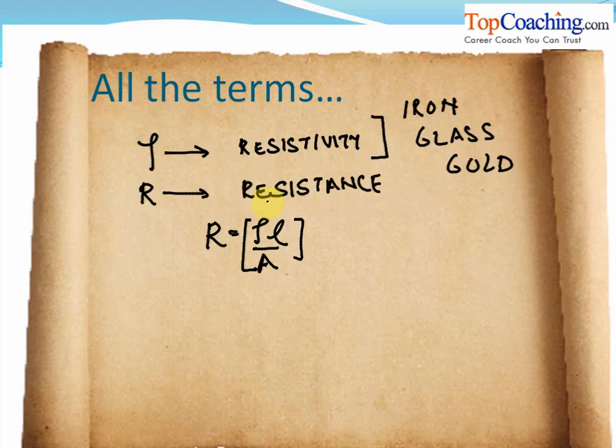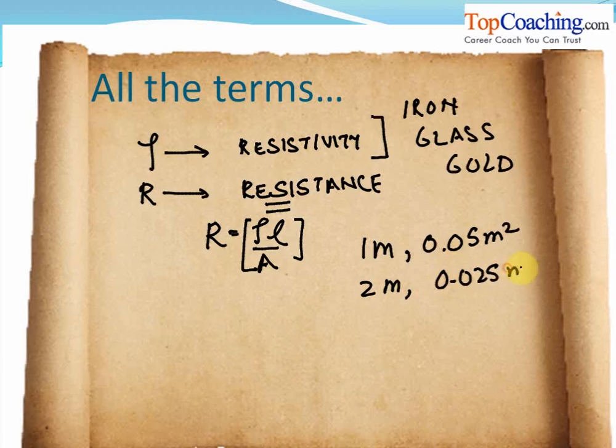However, resistance is not independent of the physical properties of the substance. Resistance depends on the length of the conductor. It depends on the area of cross-section of the conductor. So all bars of gold will have the same resistivity, but they will have a different resistance. If you take 1 meter of gold, which has an area of cross-section of say 0.05 meter square, and if you take 2 meters of gold, which has say 0.025 meter square of cross-sectional area, in that case, both these bars of gold will have the same resistivity, because resistivity is a property of the material. However, both these bars of gold will have different resistance, because resistance also depends on the length of the material and the area of cross-section across the material.